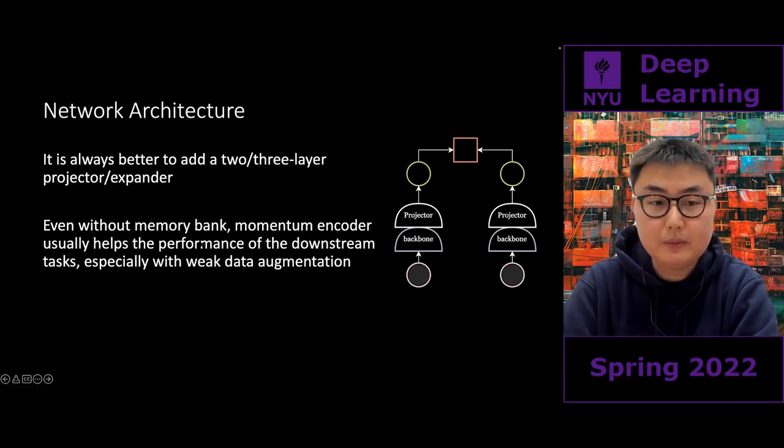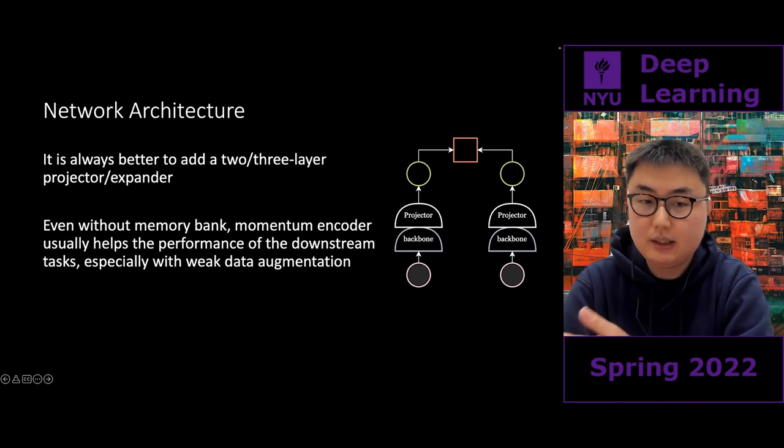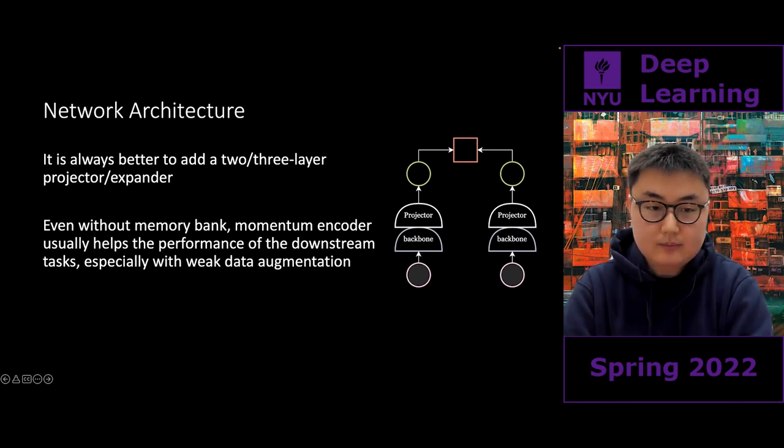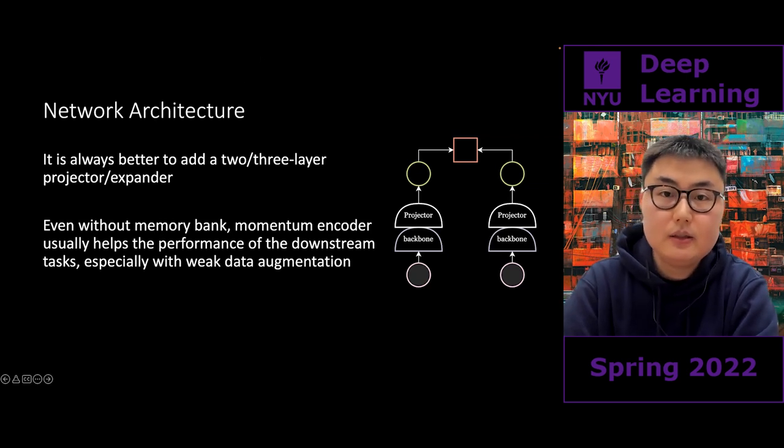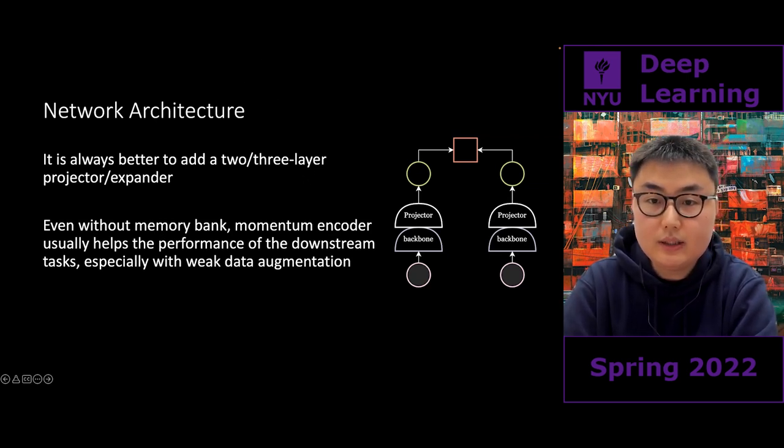Why the momentum encoder helps, we are still not sure. Some people think it adds some actual augmentation; you can think of it that way. And what is a projector? Sorry, a projector is just a neural network, usually a two or three layer feed forward network.